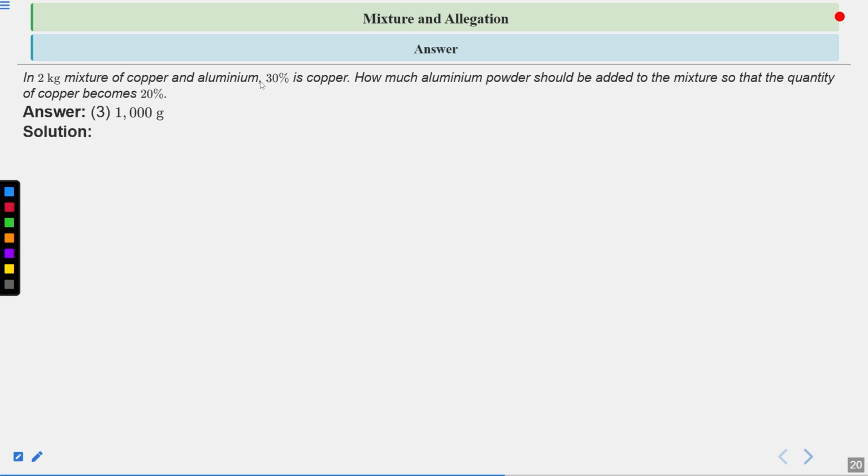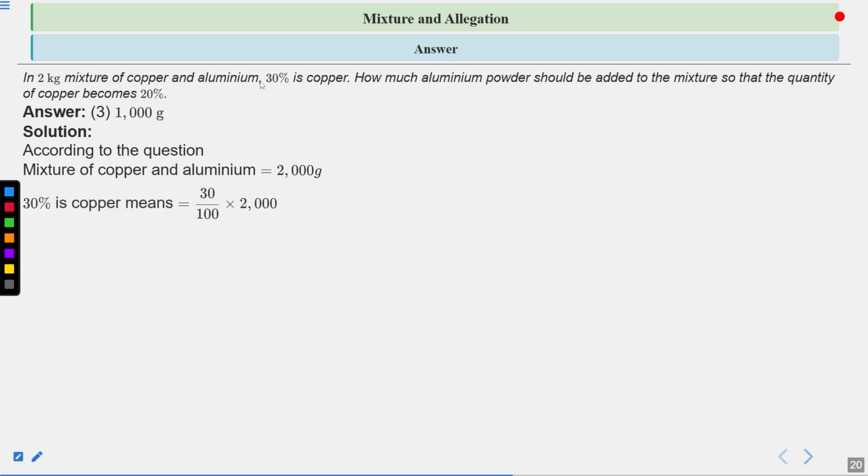Now see the detailed solution of this question. So according to the question, the mixture of copper and aluminium is equal to 2000 gram. So we can calculate the 30% of copper, which is 30 upon 100 into 2000. So we get copper which is 600 gram. Now we can say that this 600 gram should be equal to 20% of the mixture. So 600 gram upon 1400 plus x, because the rest amount is aluminium, so we need to add some aluminium. We add x gram, which is equal to 20 upon 100.